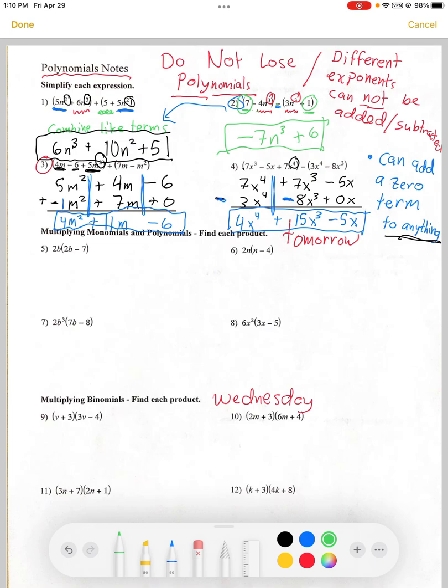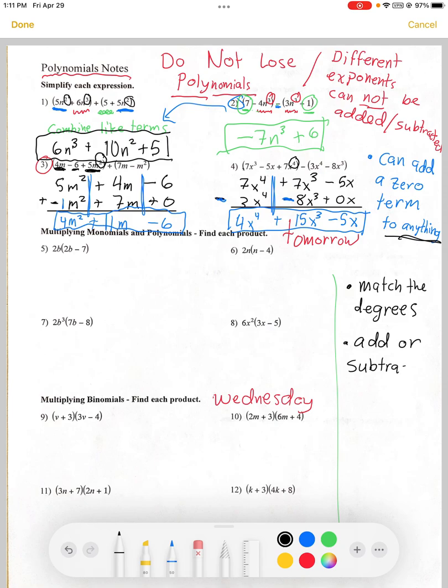So in essence, what you need to do, I'm just going to write down here the steps. Match the degrees. Add or subtract like terms. And then make sure your answer is in standard form.